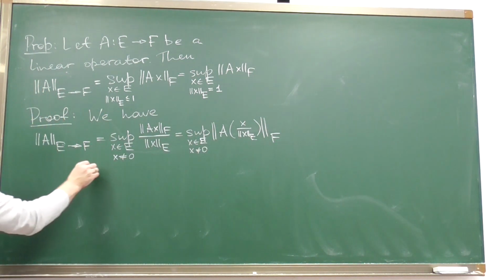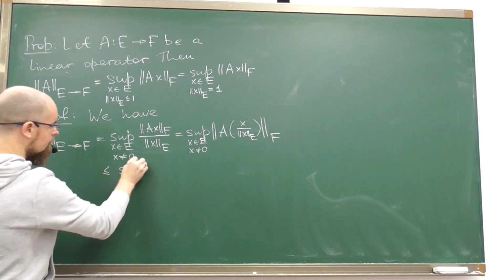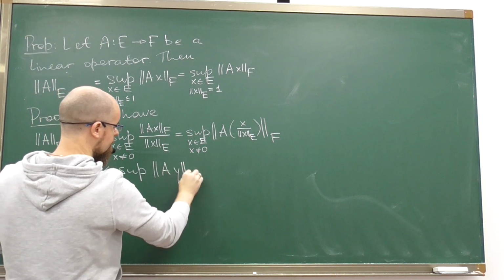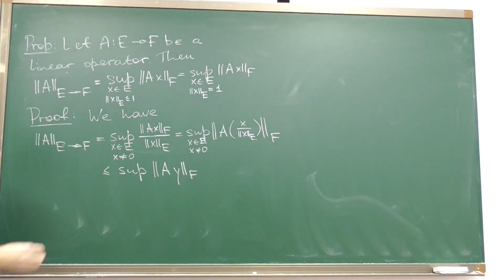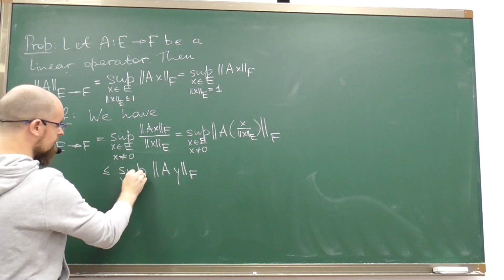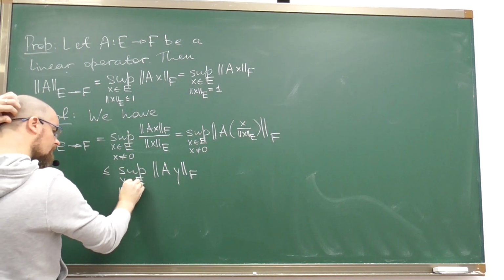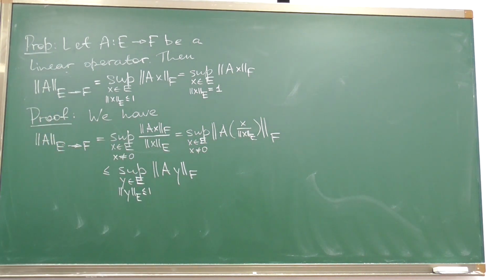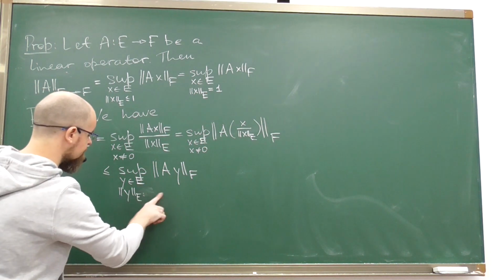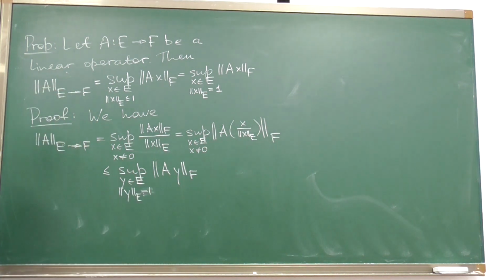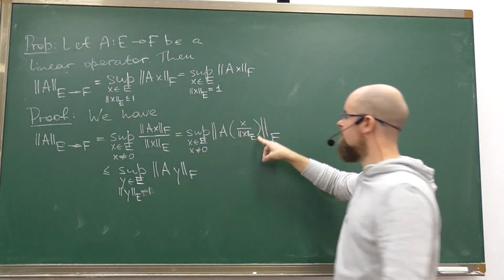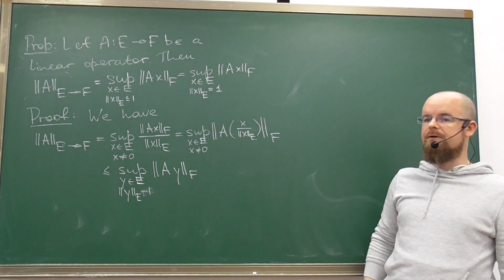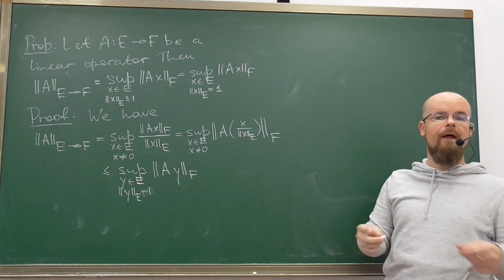Now, I will estimate it from above by the supremum of the norm of A of y for all y from E with norm equal to 1, because the norm of this element equals 1. So I estimate it from above by the supremum over all elements of norm 1.